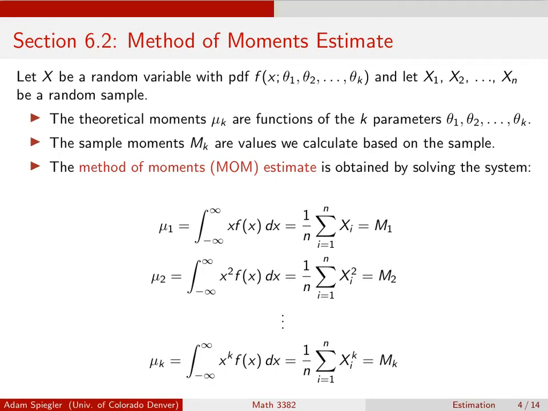One thing I should mention is we can do this whether the random variable is continuous or discrete. If you were dealing with a discrete random variable, instead of integrating, you would be summing over all of the possible values of the random variable x. So we get a system of k equations in k unknowns, and solving that system is going to give us the method of moments estimate for each of our parameters theta. So let's take a look at this in the next example.